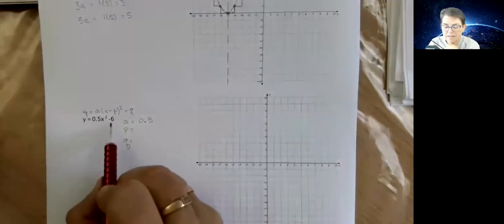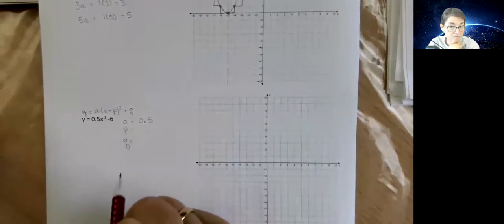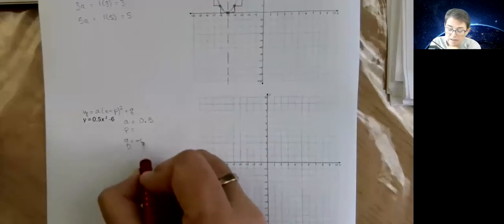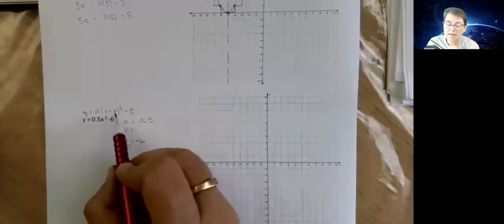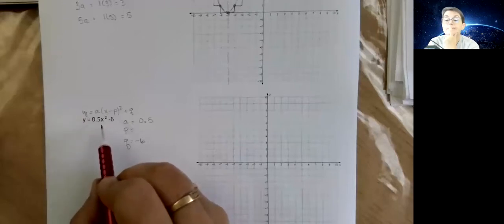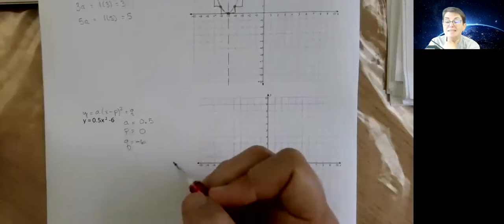Now this 6 has to go somewhere. It's negative 6. P or the q? Exactly. This is the q. For a p to exist, it has to be in the brackets. But there's nothing in the brackets. What can I subtract? And it doesn't make any difference? Yeah. You can put a 0 in for p.